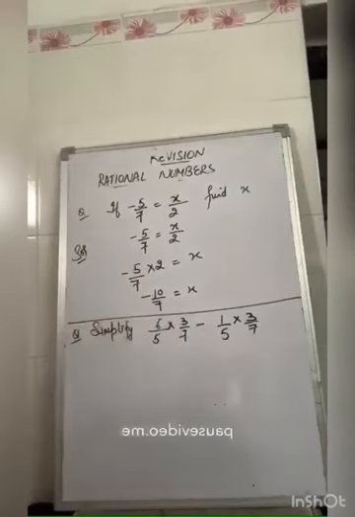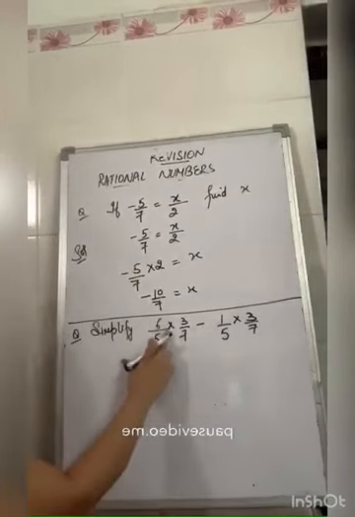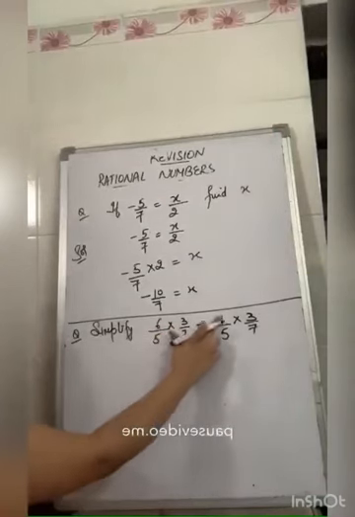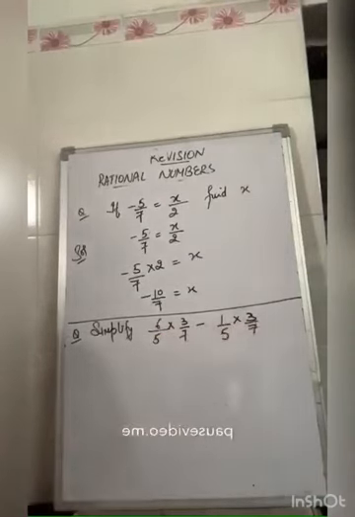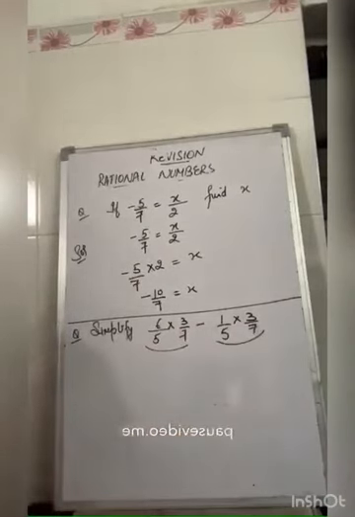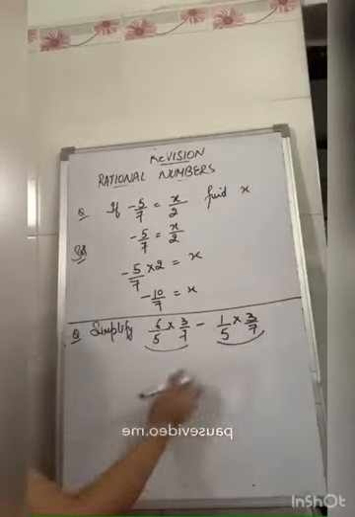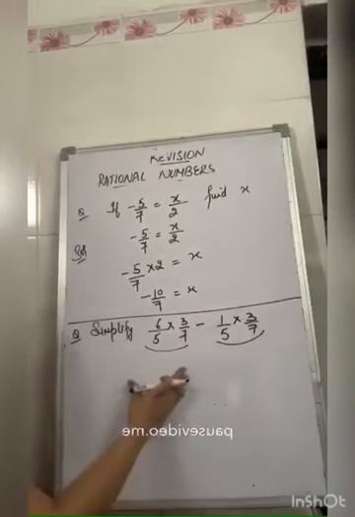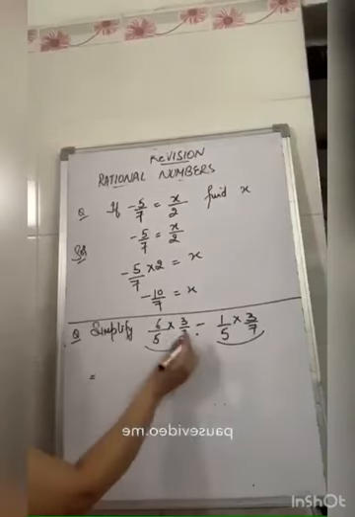Next question. Simplify. 6 by 5 multiplied by 3 by 7 minus 1 by 5 multiplied by 3 by 7. Now here we are having two terms, and we can see that 3 by 7 is common in both the terms. So now there are two ways to solve this question. Either you multiply this and then subtract whatever you get, or what is the other way? We will take 3 by 7 common from both the terms.